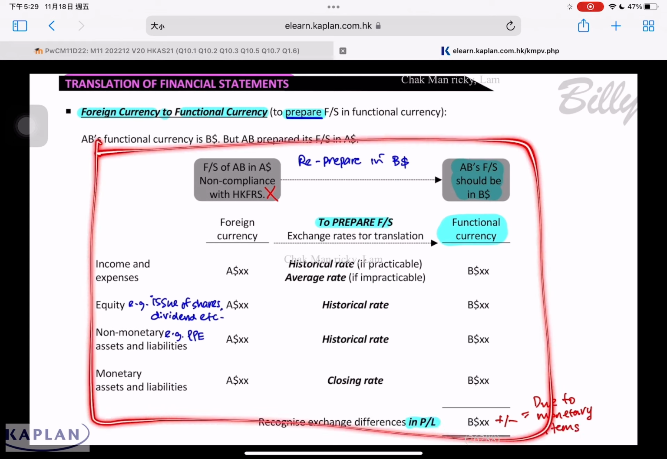This type of translation, I would say, is not common. Even if the examiner asks a question on this, normally the examiner does not ask you to do the translation of the whole financial statements. The examiner asks you to do one or two transactions, that's all. You translate from foreign currency to functional currency to redo the accounts. This type of translation is not common in the exam.